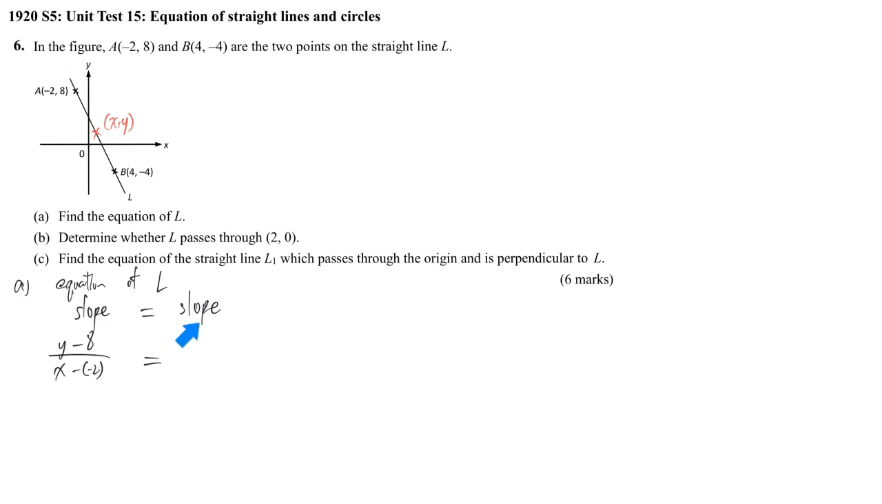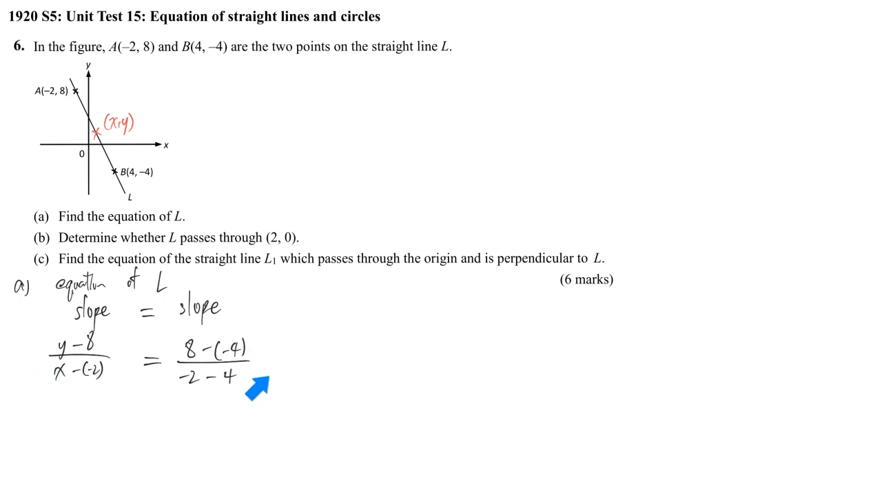On the right hand side, we need the exact value for the slope. However, they do not explicitly tell you the slope, but instead they give you 2 points, which help you to calculate the slope of this straight line. So we use these 2 points to find out the slope. We use y coordinates 8 minus -4, and we use -2 minus 4.